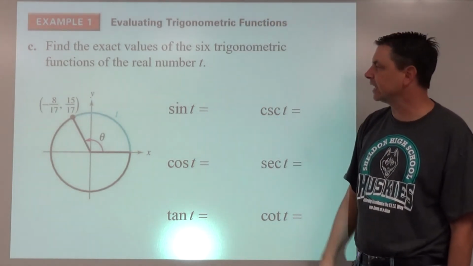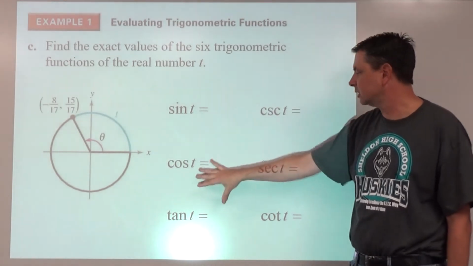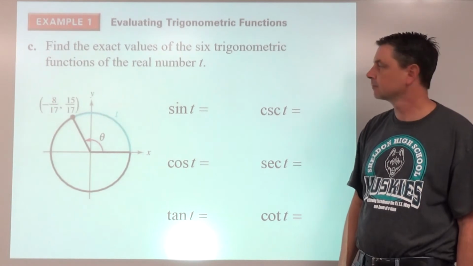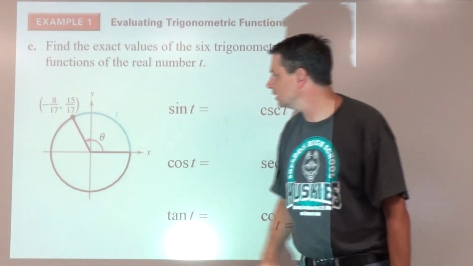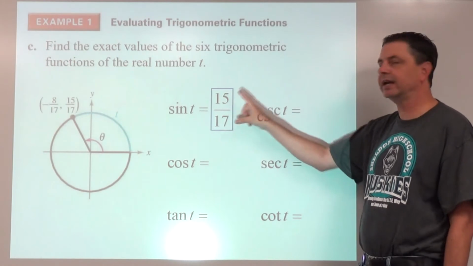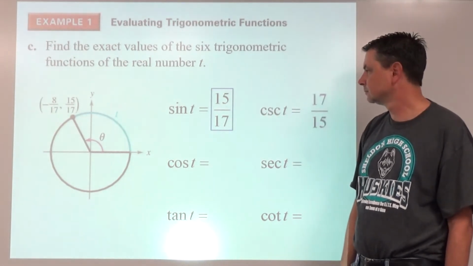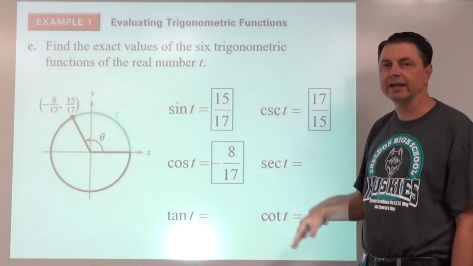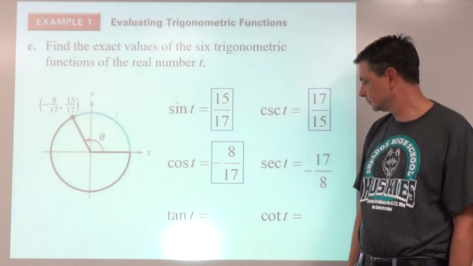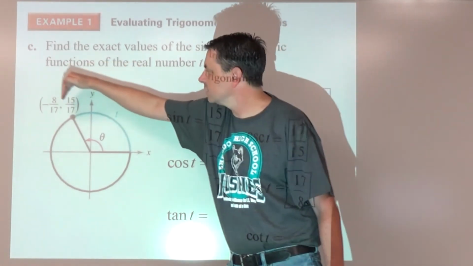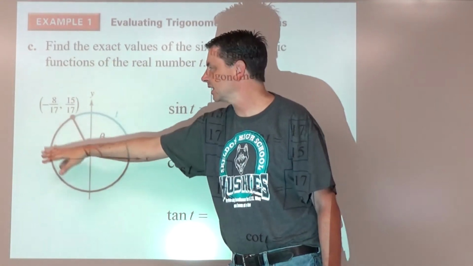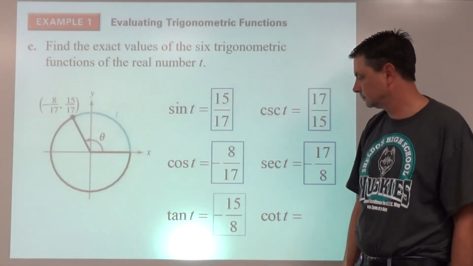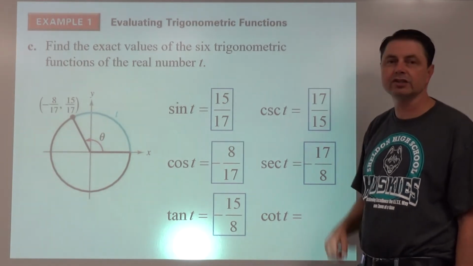So think about it for a second. What do you think sine and cosecant, all of those would be? Sine is the y-coordinate. Cosecant is its reciprocal. Cosine is the x-coordinate. Secant is its reciprocal. Tangent, y divided by x. Remember, the denominators are going to cancel, so we're talking about 15 divided by negative 8. Cotangent, just flip it.